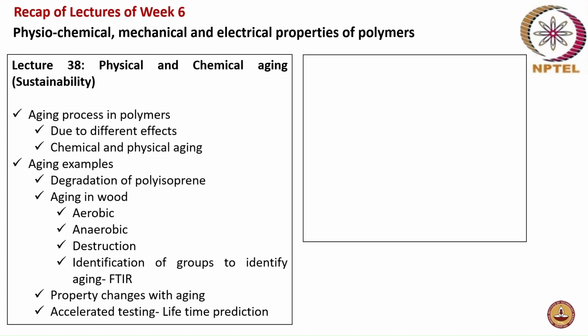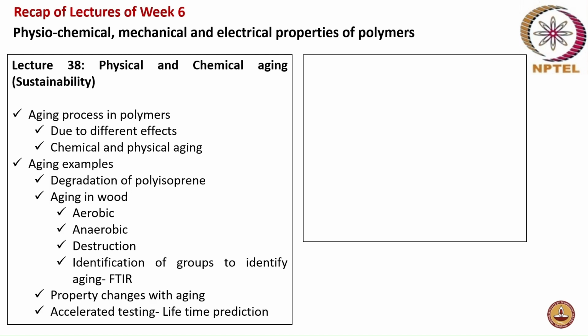In the case of chemical aging, you will have chain scissions happening. Chain scission or even cross linking can happen. In the case of physical aging, you will see some orientation changes. Then examples of aging were discussed. Here, the degradation of polyisoprene was discussed. And then the next was on aging in wood, which is a natural polymer.